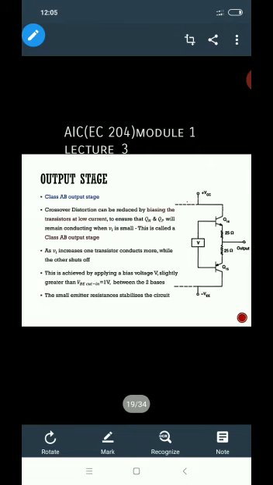Crossover distortion can be reduced by biasing the transistors at low current, in order to ensure that Qn and Qp will remain conducting when Vi is small. This is called a class AB output stage. As Vi increases, one transistor conducts more while the other shuts off. This is achieved by applying a bias voltage V slightly greater than VBE cut-in, that is equal to 1 volt, between the two bases. Now here it is shown in the figure. Here we applied a bias voltage V. The small emitter resistances stabilize the circuit.